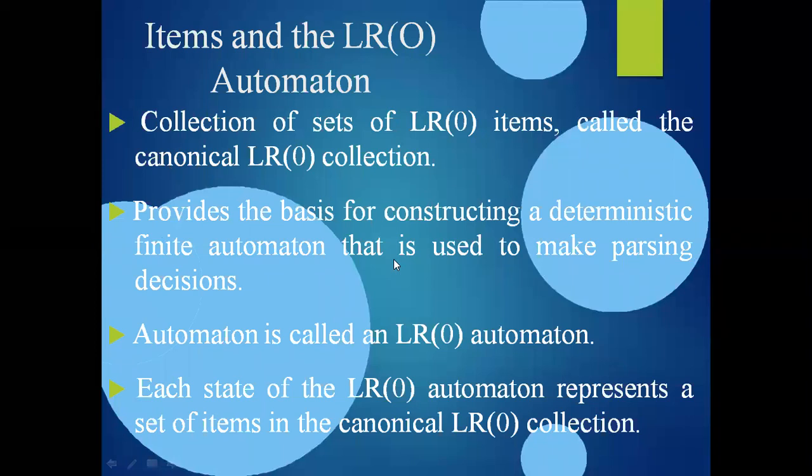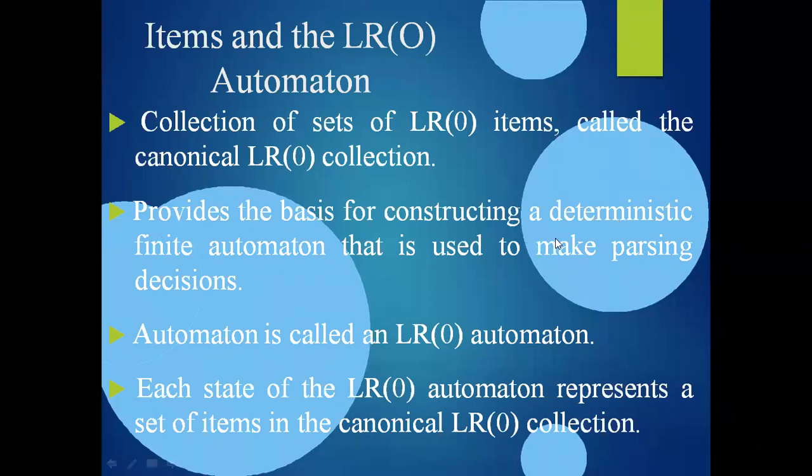And here it provides the basis for constructing a DFA that is used to make the parsing decisions. At last we need to draw the NFA and DFA also. So for constructing the finite automata, this is the basic information. By providing the basic information from the canonical LR set of items, we are constructing these finite automata.